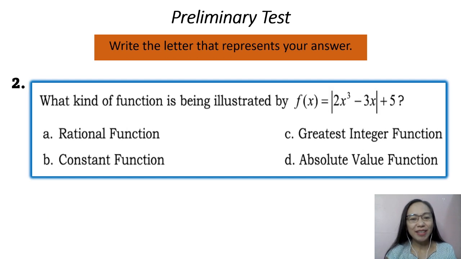Okay, so let's look at number 2. What kind of function is being illustrated by this given function here? A, is it a rational function? B, a constant function? C, greatest integer function? Or letter D, absolute value function? Okay, I guess you got it correctly. The correct answer is letter D, the absolute value function.